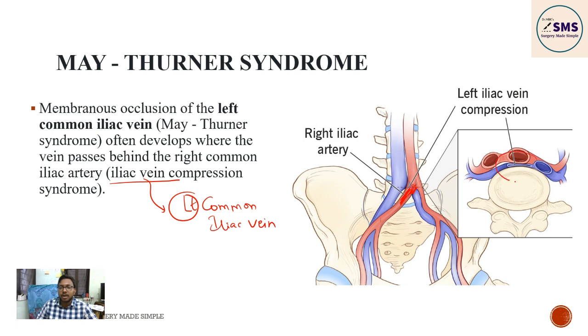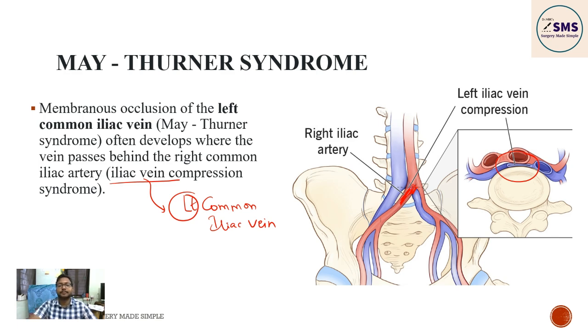So you can see here in the picture, the left common iliac vein is being compressed by the right common iliac artery. So what happens there? There will be membranous occlusion of this left common iliac vein. So subsequently, the patient can develop varicose veins, either in the thigh or in the left lower limb, basically. Because of the compression of this left common iliac vein, there will be congestion of blood, congestion of the lower limb on the left side. Okay. So this is called May-Turner syndrome, which is also called iliac vein compression syndrome.